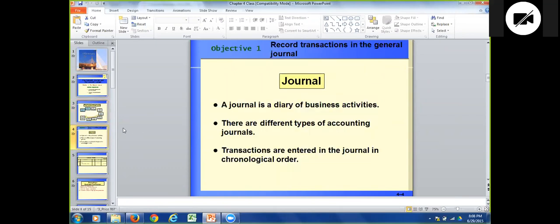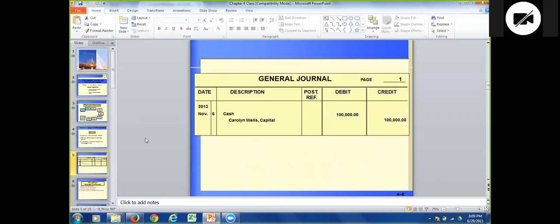So a journal is essentially what you see on the screen. It's a diary of business activities. It's essentially the listing of what encompasses the business. And there's various types of accounting journals. There's the general journal, the sales journal, the purchases journal. There are all kinds of journals. We're going to look at just the general journal. And these transactions are entered in chronological order to keep everything organized. So you want to enter them in chronological order. And here's an example of a general journal. Like this is one.